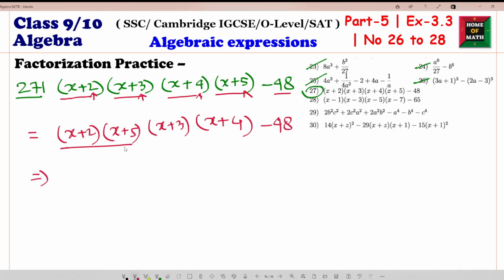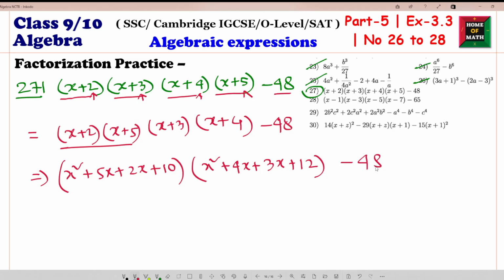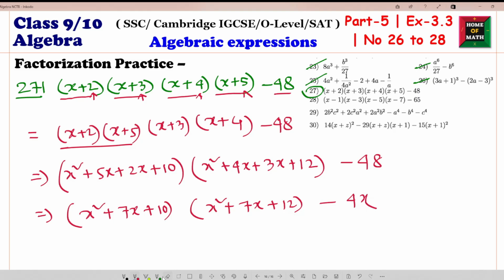Now we can make the product of this one. So x square plus 5x plus 2x plus 10, right? And here is x square plus 4x plus 3x plus 12, minus 48. Look, here is x square plus 7x plus 10, and here is x square plus 7x plus 12, minus 48. So here is some similarity, which is x square plus 7x, and here is x square plus 7x.